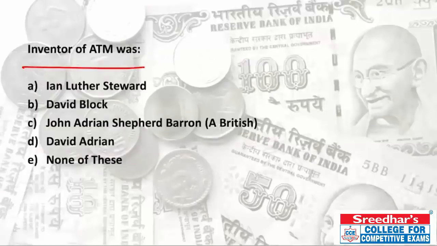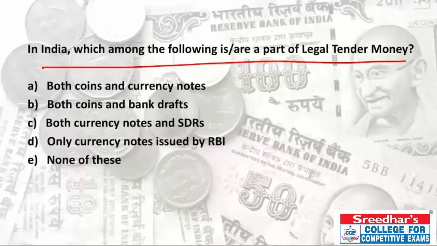Who is the inventor of ATM? The inventor of ATM is John Adrian Shepherd-Barron. That is the automated teller machine. In India, which among the following are a part of legal tender money? Both coins and currency notes are a part of legal tender money. So coins are accepted legally as well as currency notes.